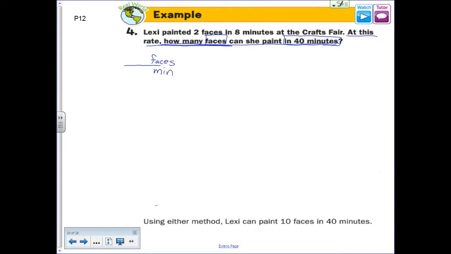Faces per minute. So then I can go back and look at my facts, and I see, okay, there's 2 faces and 8 minutes. And I can put those in the correct place in my ratio. Now, there are 2 different ways I'm going to teach you to find the answer to this question, because it's not asking what is the unit rate. Go back to the question. It says, at this rate, how many faces can she paint? We're not asked for the unit rate. However, we can use the unit rate to figure out this answer. So that's one method. Method 1 is find the unit rate.